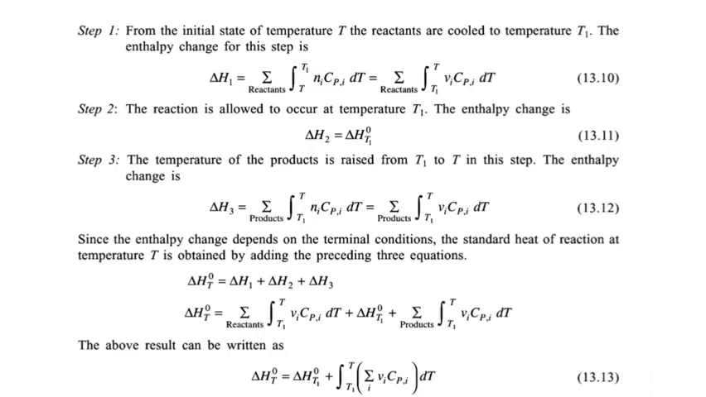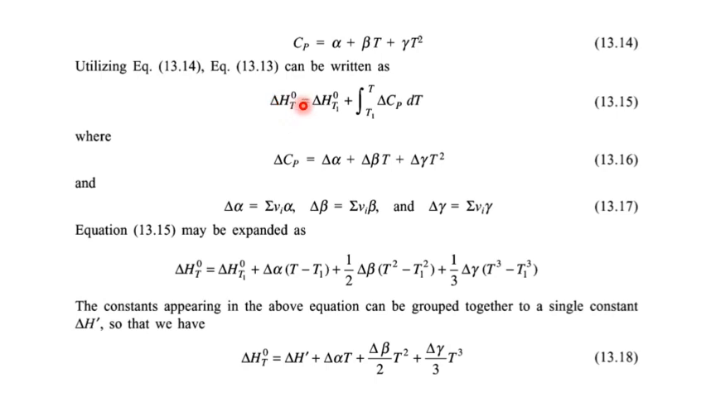And from this equation, we will get that delta H0 would be equal to delta H0 of T1 plus the integral from T1 to T of delta Cp dT, where delta Cp equal to delta alpha plus delta beta T plus delta gamma T square. And delta alpha would be equal to sigma nu i into alpha, delta beta equal to sigma nu i into beta, and delta gamma equal to sigma nu i into gamma. So this equation can also be expanded as delta H0 of T equal to delta H0 of T1 plus delta alpha into (T minus T1) plus half into delta beta into (T square minus T1 square) plus 1 by 3 into delta gamma into (T cube minus T1 cube).